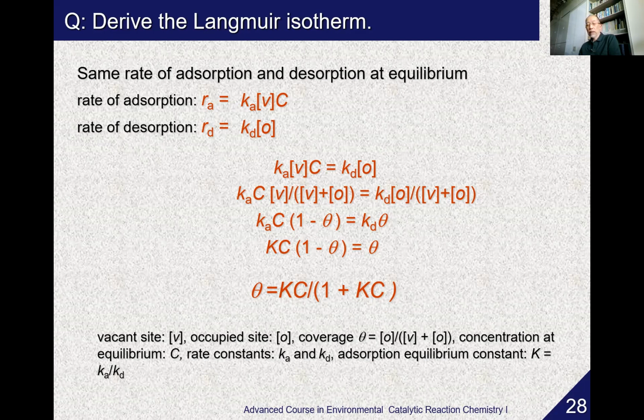Now, the rate constants ka, kd, and v and o are included. And ka and kd are changed to the equilibrium constant, large K. And v and o are removed by using theta. Okay, so this is the derivation.